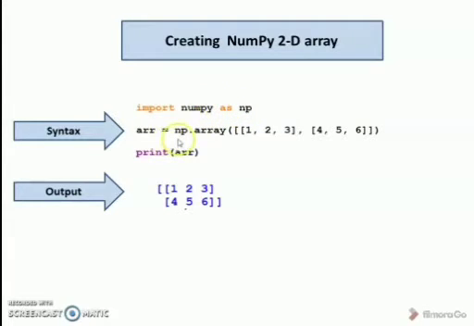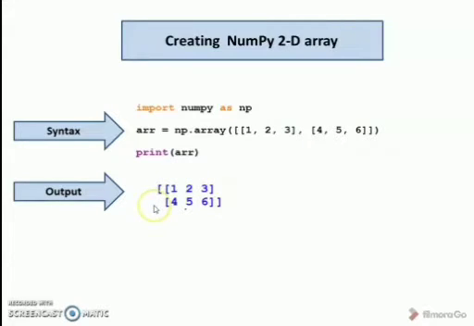Next we are using the array function and we are passing two dimensions to it. First dimension, elements are 1, 2, 3. Second we have 4, 5, 6. So it will create a 2D array and it will return an array object. When we print this object, it will return a 2D array. As you can see, we have 1, 2, 3, 4, 5, 6. So in this 2D array, we have two rows. First row elements are 1, 2, 3.